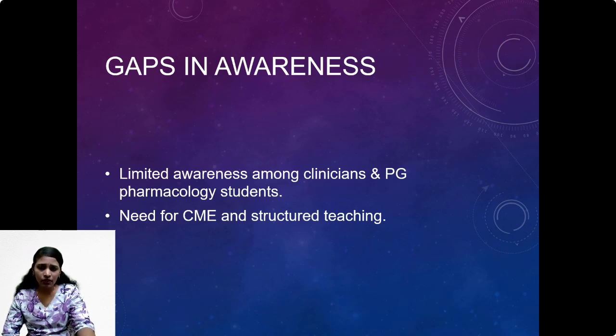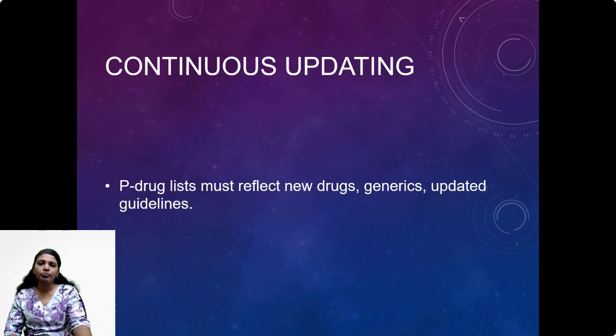So there is limited awareness among the clinicians and PG pharmacology students, and there is more need for awareness of how to choose a P drug, be it for your own clinic or for the organization. And structured learning, a teaching process is needed for the same. So P drugs are continuously updated, and they reflect the new drugs, generics, and the updated guidelines.